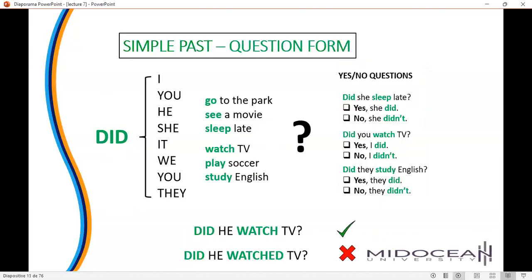Let's continue. Simple past question form. Look at the rule. You have did plus I, you, he, she, it, we, you, they, plus verb. Example: Did you go to the park? Did she watch TV? Did you study English?